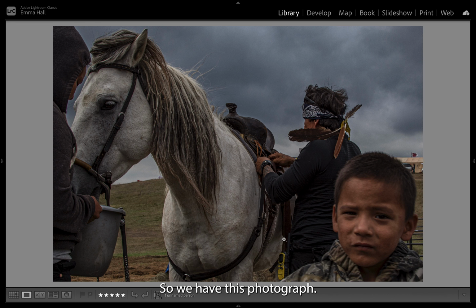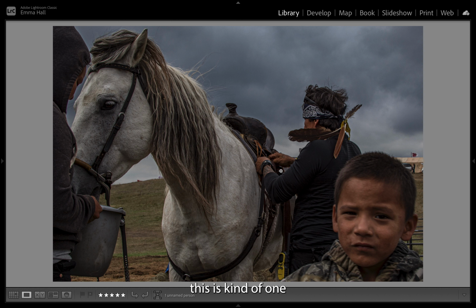Okay, so we have this photograph. This was kind of the chief of security. He went out every night and patrolled the reservation border, so to speak. This was his boy and this was his daughter. And so he was just getting his horse ready. You can see his walkie-talkie here.